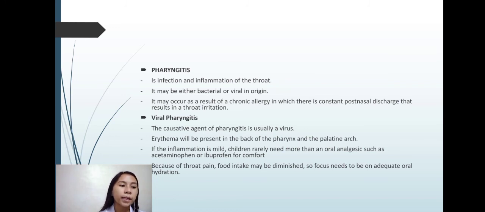It is defined as an infection or irritation of the pharynx or tonsil. The peak incidence occurs between 5 and 15 years of age, in winter and spring, with an incubation period of 2 to 5 days. In viral pharyngitis, the causative agent is usually a virus.